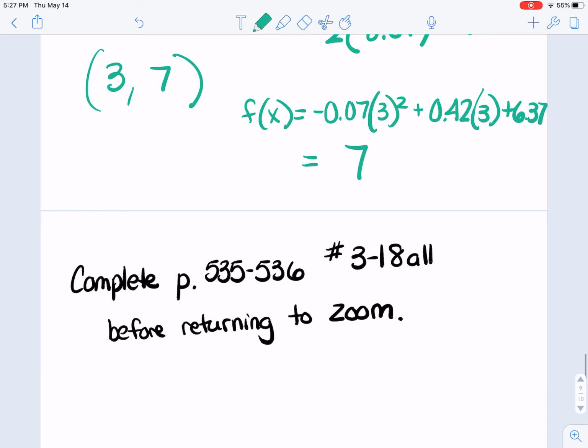Okay, so what I want you to work on right now, you're going to go to page 535 and 536, and you're going to complete 3 through 18 all before returning to Zoom and being prepared to answer any questions that I might have. I think there's one question, number 12. It comes out to a not so pretty decimal, so keep it as a fraction. Everything else is fine. They come out to be normal numbers for you to be able to do. The other ones are pretty fractions and pretty decimals. So whatever you need to do.